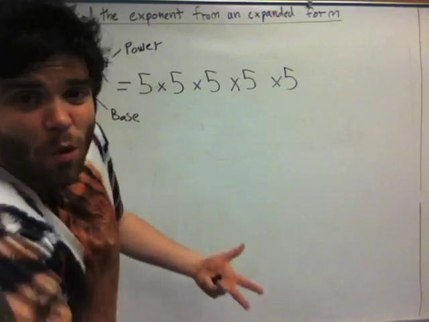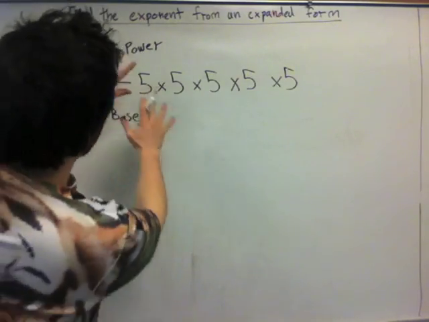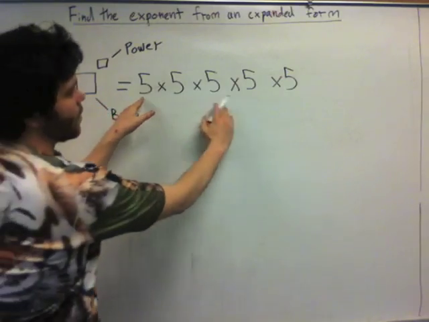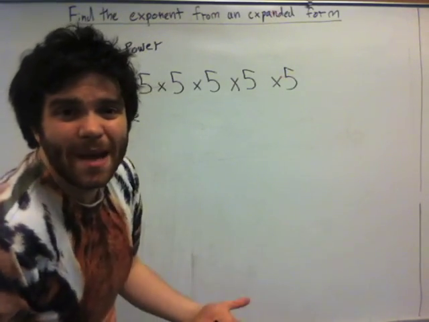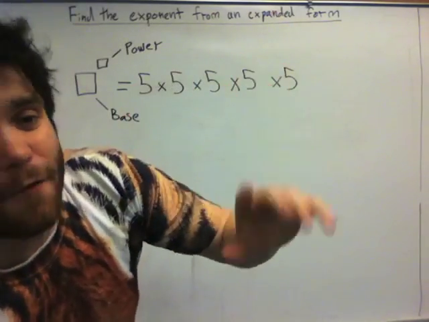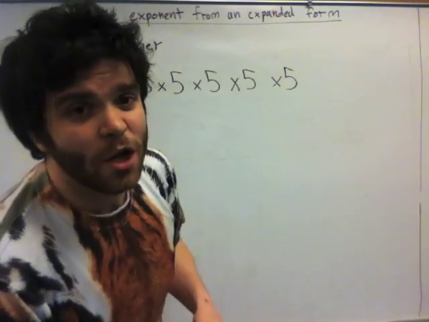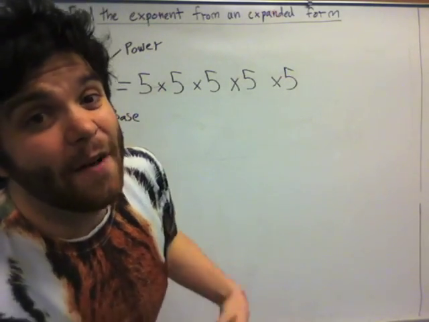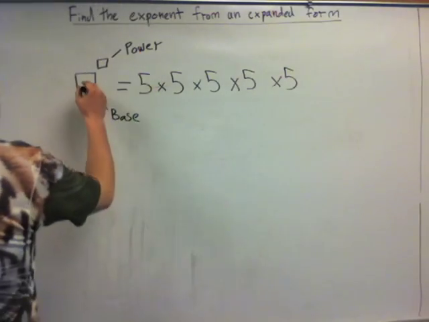Well, what's the number that we're working with? Take a look. Forget all of this stuff and just take a look. What's the number that we're working with? Because that's what the base is. Well, it's the only number on the board. It's got to be 5, right? So what's our base? Got to be 5. It's the number that we're working with.